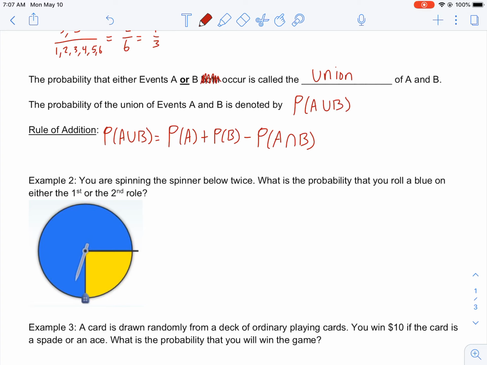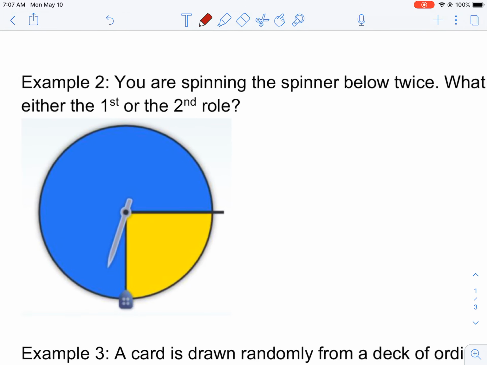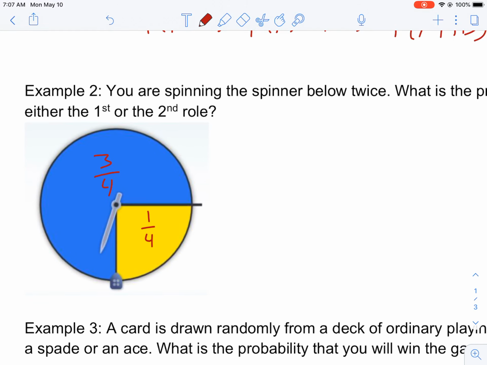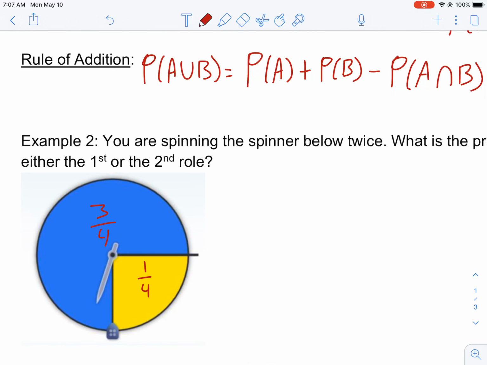So we're going to look at this example here. You're spinning the spinner below twice. What is the probability that you roll a blue on either the first or the second roll? Here, obviously, the probability of blue is 3/4 and the probability of yellow is 1/4. And so if we want to get blue on the first or the second, we can use our rule of addition. So we've got 3/4 plus 3/4.